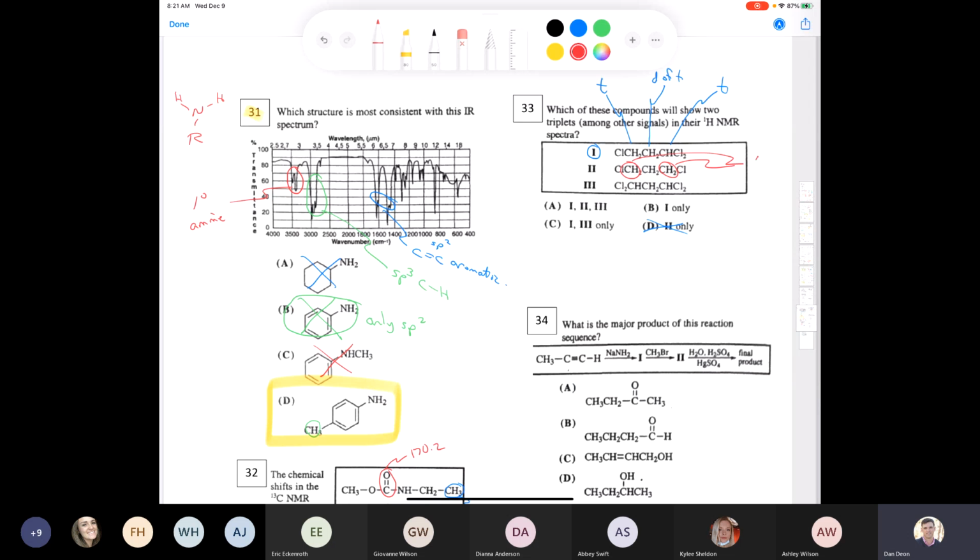So since these 2 sets of 2 methylenes are chemically equivalent, they will both produce a triplet, but it's the same triplet, right? You're not going to see 2 different triplets, and it's asking us for 2 triplets. That's not 2 triplets. It's going to show you 1 triplet. How would you know that there's 4 protons? By integration, right?